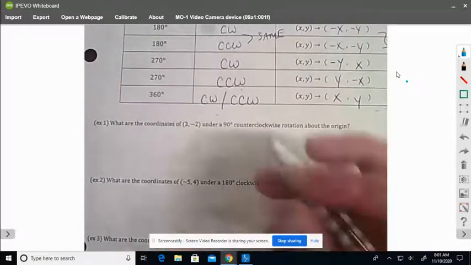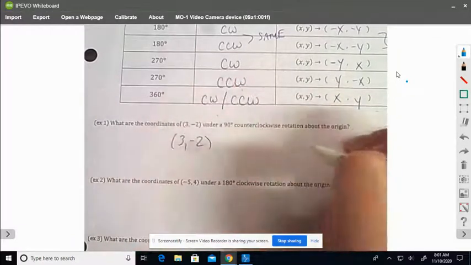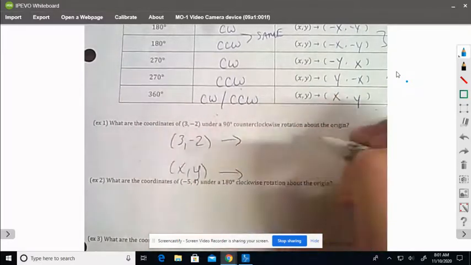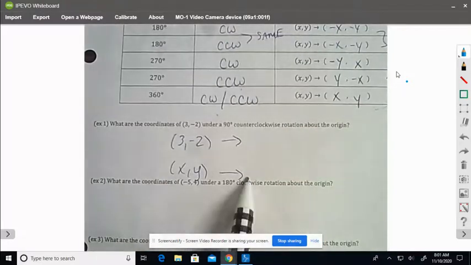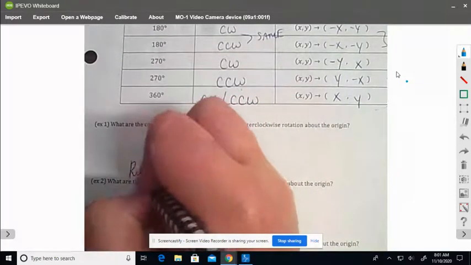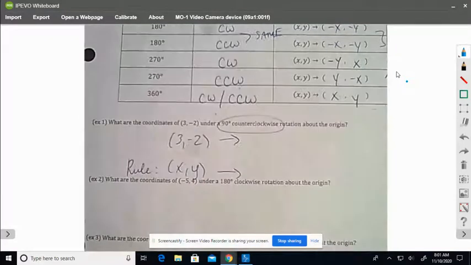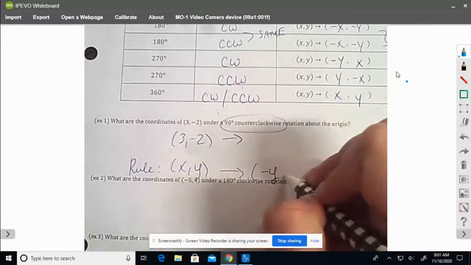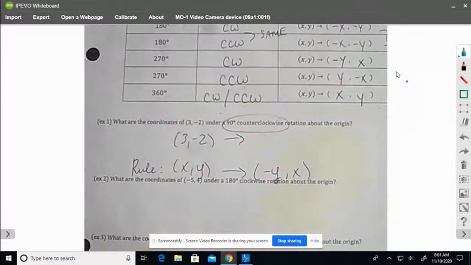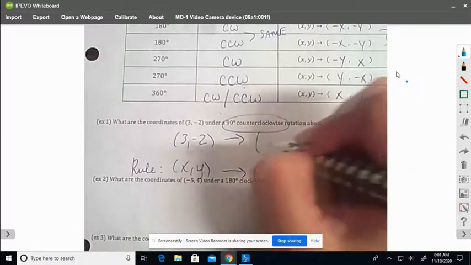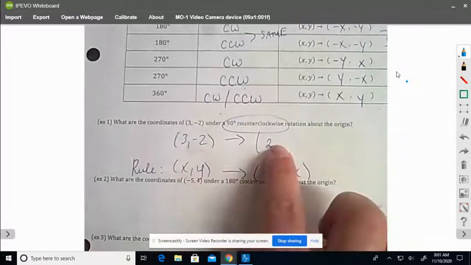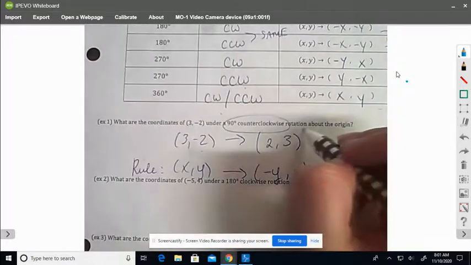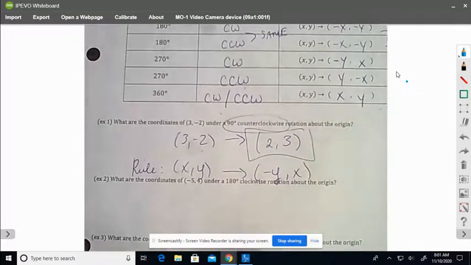So let's do some practice here. We have 3, negative 2. Okay, so that's the point X, Y. The reason I'm putting this here is because I'm going to write the rule here. So we're doing 90 degrees counterclockwise. So 90 degrees counterclockwise means X, Y should translate to negative Y, X. So I'm going to do that here. I'm going to change the sign of my Y and put it first. So negative 2 becomes positive 2. And then I'm going to keep my X the same. So this would be my new point.